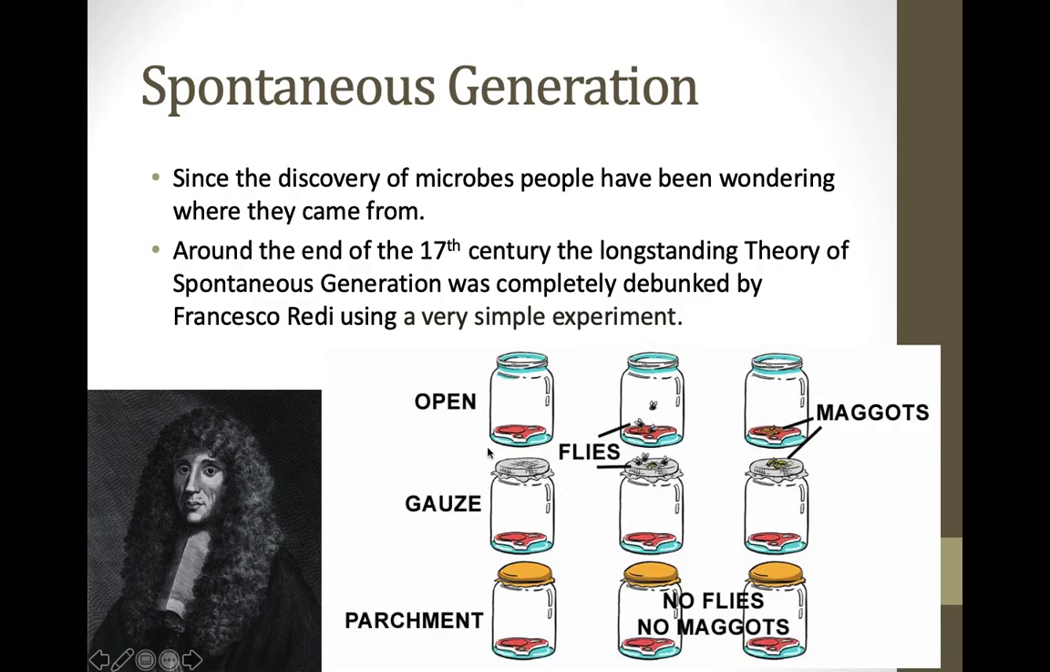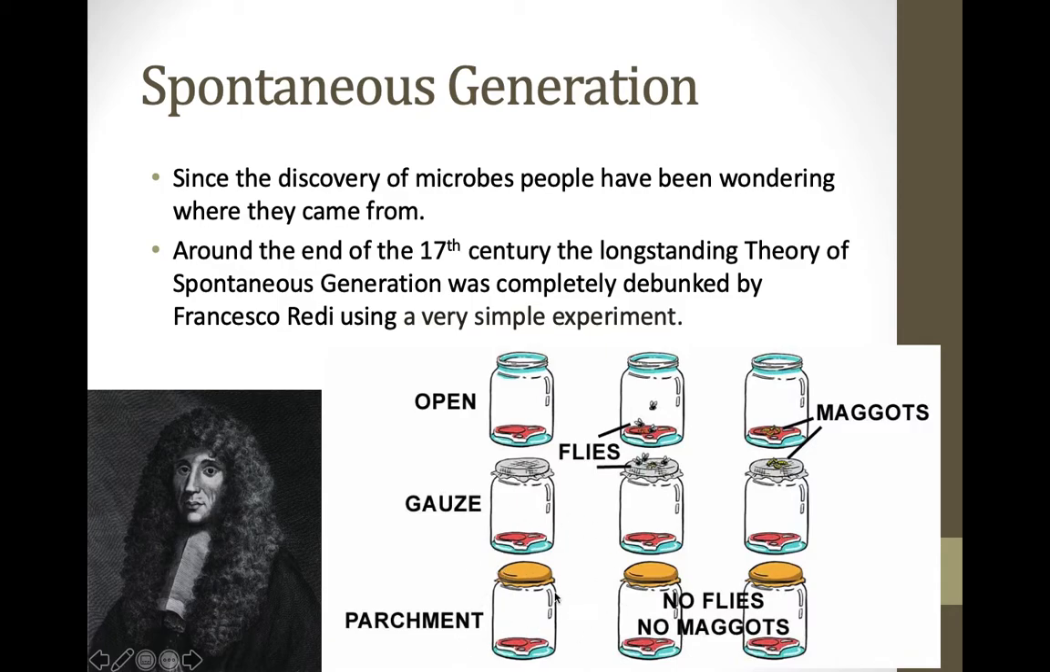One jar he covered with gauze. Now, if you guys know anything about gauze, it's not totally airproof. The air can go through it, but not a lot of other things are going to be able to go through it, especially flies, which is what he was looking for. He was trying to see where maggots come from. And the last jar he covered with parchment.